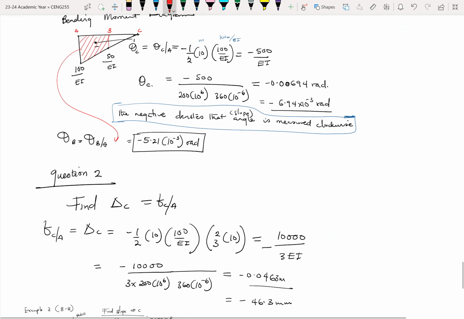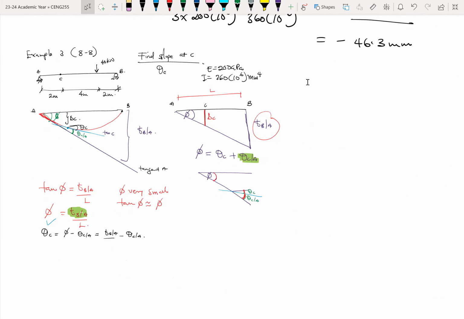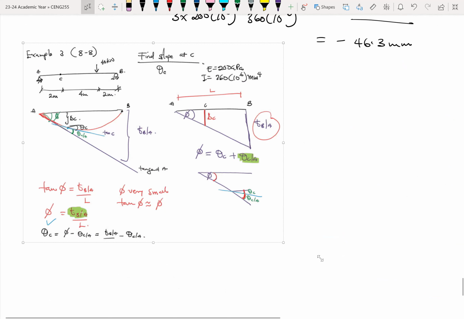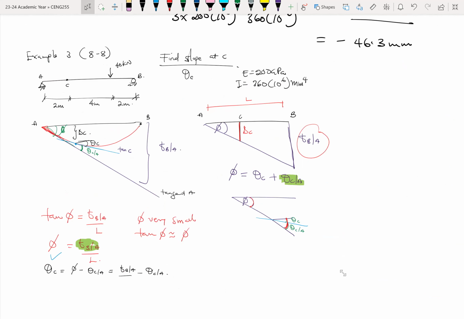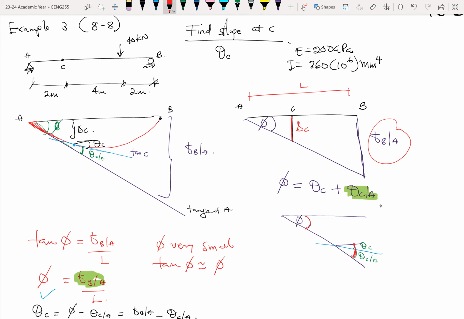The second example would expand our understanding a little bit more. All right, so let's say we have this example. It's a beam, and the length of the beam is how many meters? 8 meters. The total length here is 8 meters.